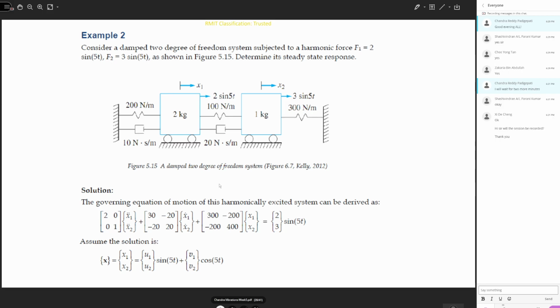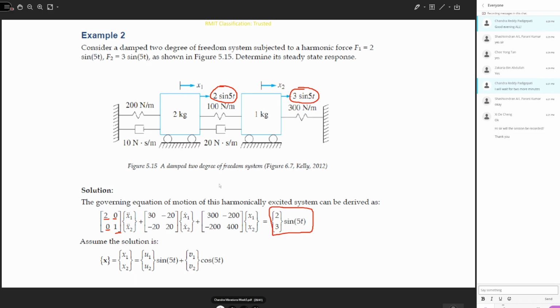Okay, so here the force acting here is 2 sine 5t. Here the force acting is 3 sine 5t. So the force matrix can be written as 2, 3 sine 5t. Okay, so 2 and 3 are the amplitudes, and both will have the same frequency, so you can write sine phi t. Okay, so the mass matrix, m1, 0, 0, m2, where m1 is 2 and m2 is 1. So this is the mass matrix.